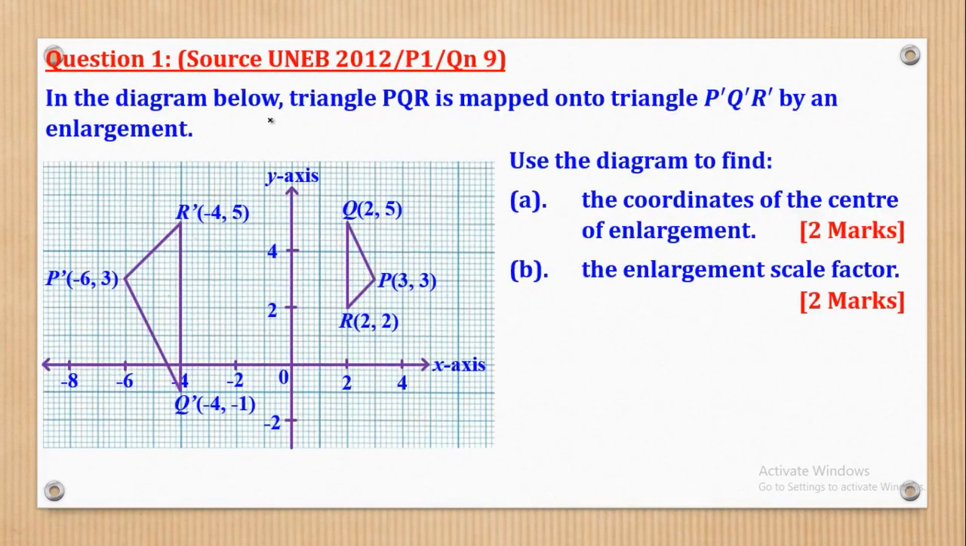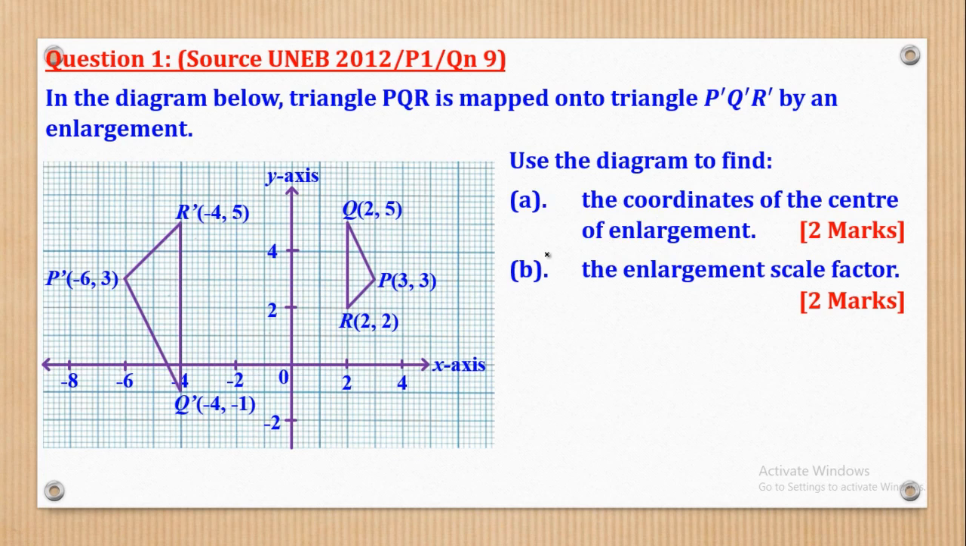Okay, so with that we shall go through some of the questions. Question 1 came from UNEB 2012 paper 1 question 9, and says: in the diagram below, triangle PQR is mapped onto P prime Q prime R prime by an enlargement. Use that diagram to find the coordinates of the center of enlargement and the enlargement scale factor. Now the good thing, they have already drawn for us the object and the image, so step 1 is already catered for.